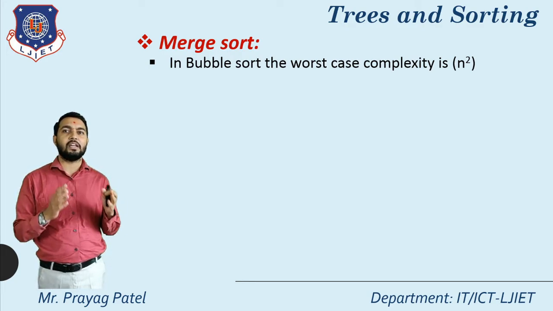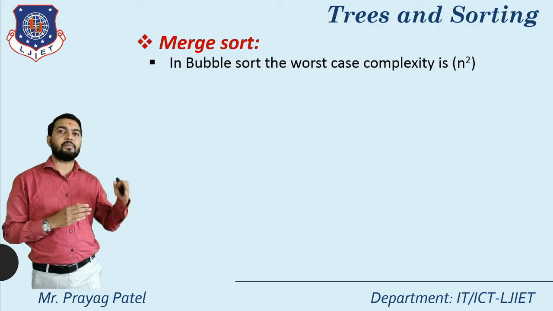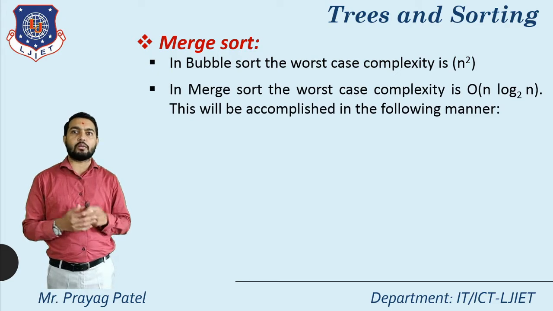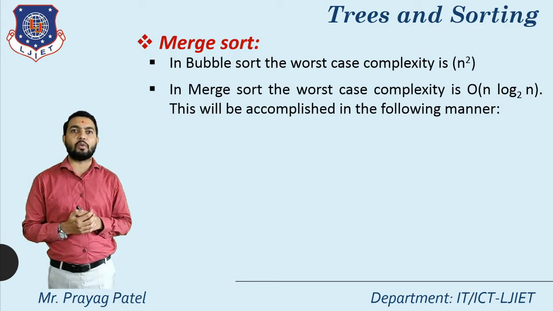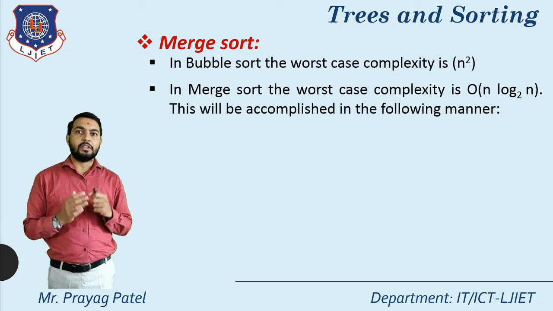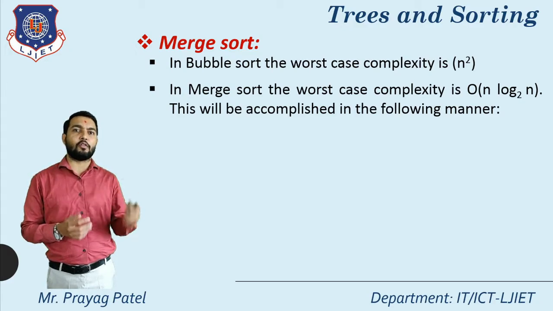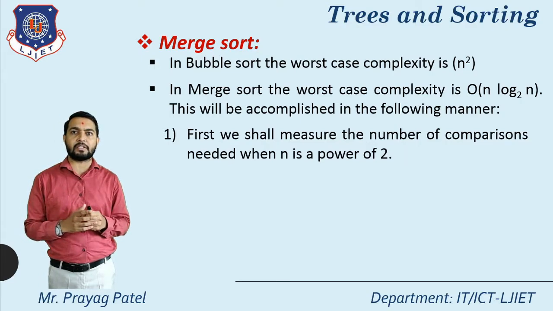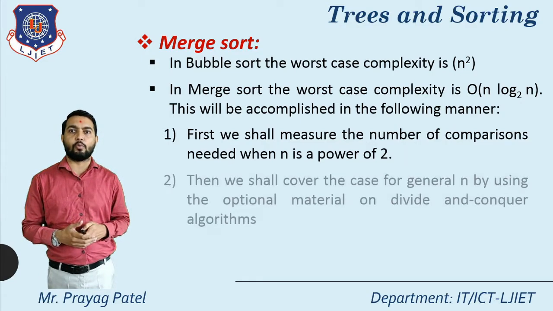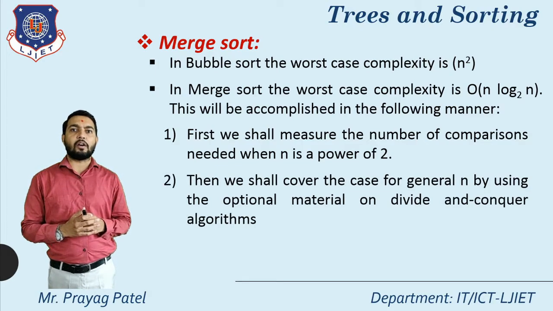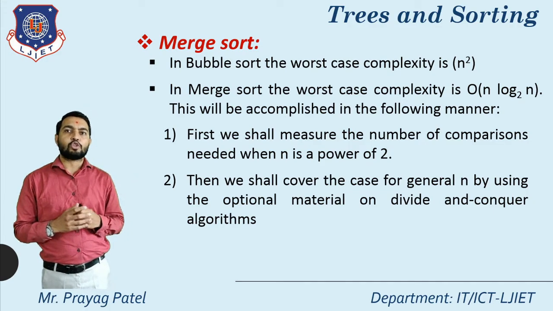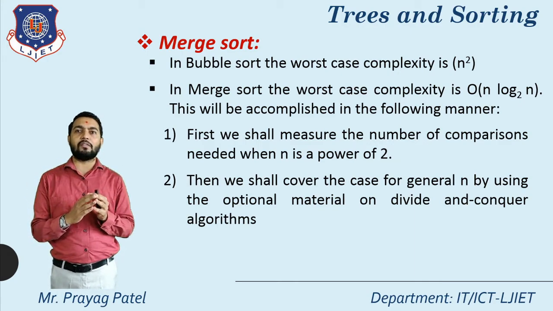Now here we discuss the merge sort algorithm, which can be solved using the divide and conquer technique. In merge sort, the worst case time complexity is n log n base 2. This will be accomplished in the following manner. First we shall measure the number of comparisons needed when n is a power of 2. Then we shall cover the case of general n by using the optional material on divide and conquer algorithm. So basically merge sort uses the divide and conquer technique.